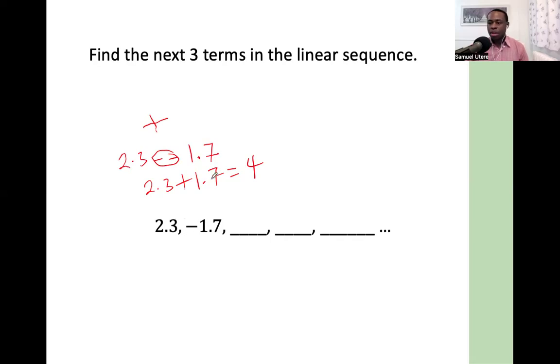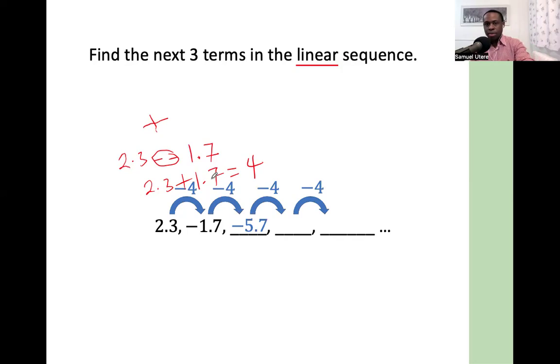So if we keep doing that now, you use your calculator, you do, okay, we have to subtract 4. So you do negative 1.7 using your calculator minus 4 will give you the next one. And that's how you get your result. Next one, negative 5.7 minus 4. And that gives you your result. Okay?